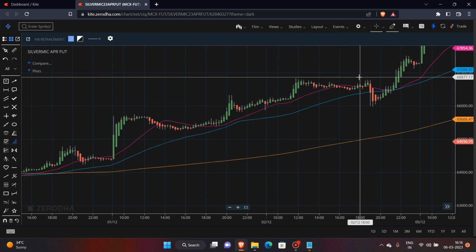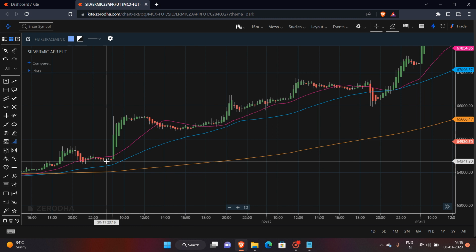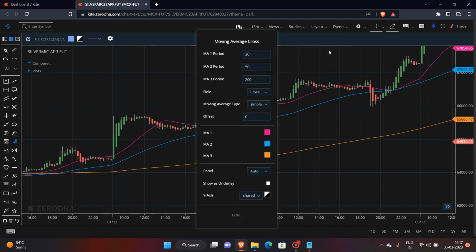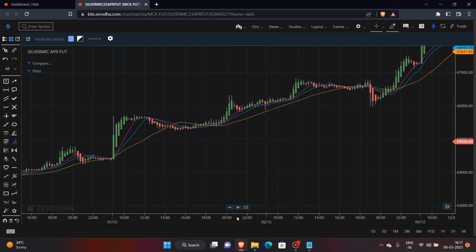moving average cross, by default it will give you three lines, so we are going to modify these lines. First we are going to use the 9 EMA, then the 13 EMA, and again the 26 EMA. So we are set now.